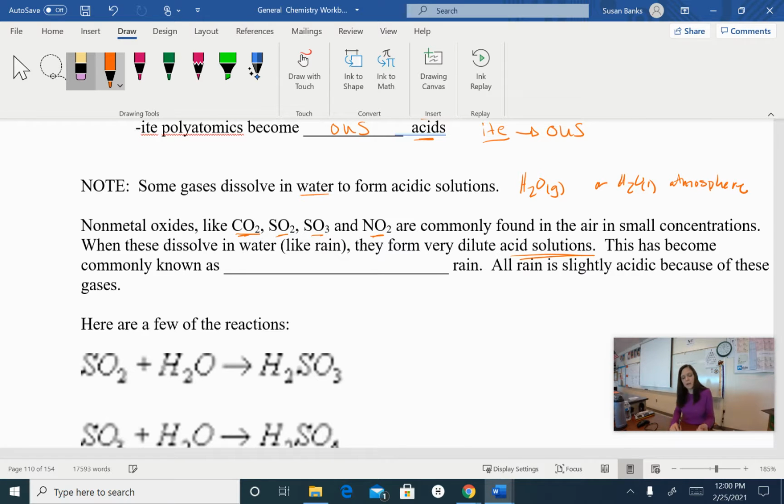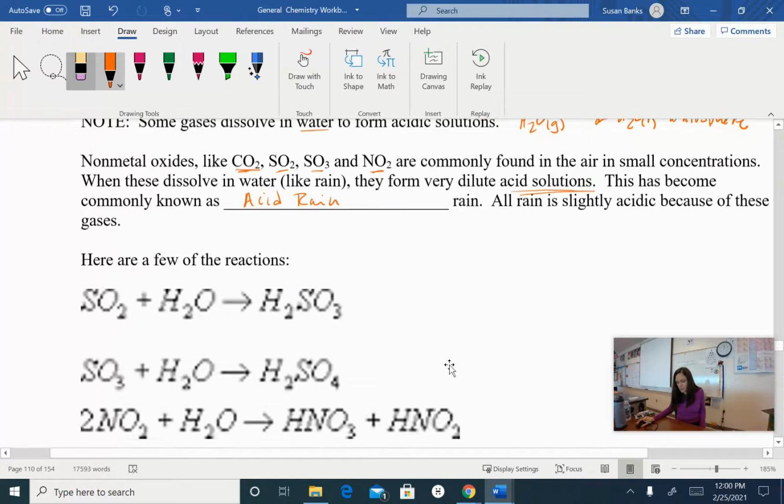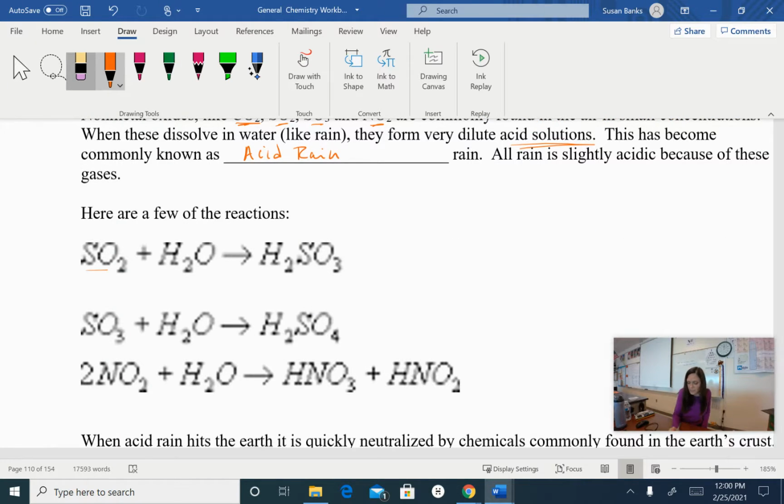This is commonly known as acid rain. All rain is slightly acidic now because of these gases. So here are some of the reactions. Sulfur dioxide will react with the water and produce sulfurous acid. Sulfur trioxide will react with the water in the atmosphere and form sulfuric acid. And nitrogen dioxide will react with the water and form nitric acid and nitrous acid.